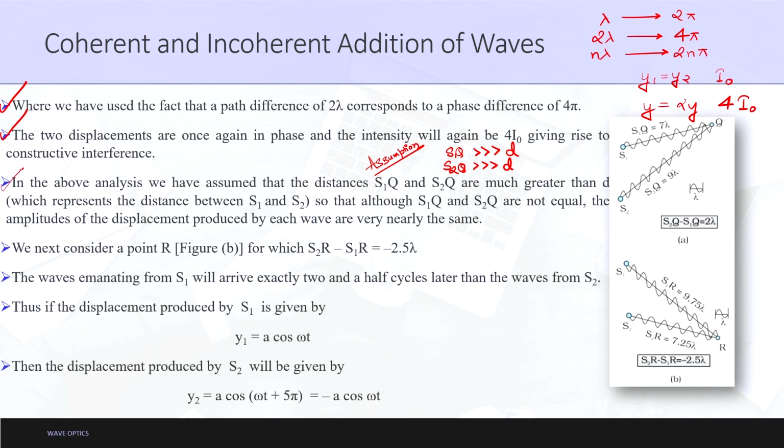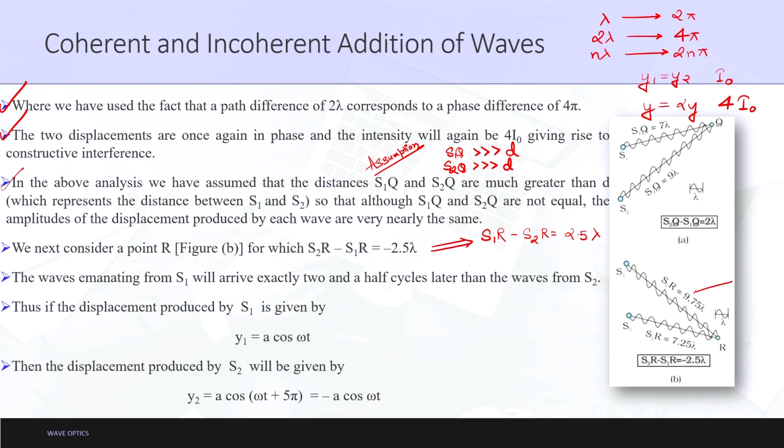Now, to explain the destructive interference, please look over here carefully what is happening. So, now we next consider a point R. What does this point R say? For which S2R minus S1R is minus 2.5 lambda. That means, if we write it like this, then S1R minus S2R is equal to 2.5 lambda. That means the distance of S1 from that point R is more than the distance of source S2 from point R. So, quite evident from the figure also.